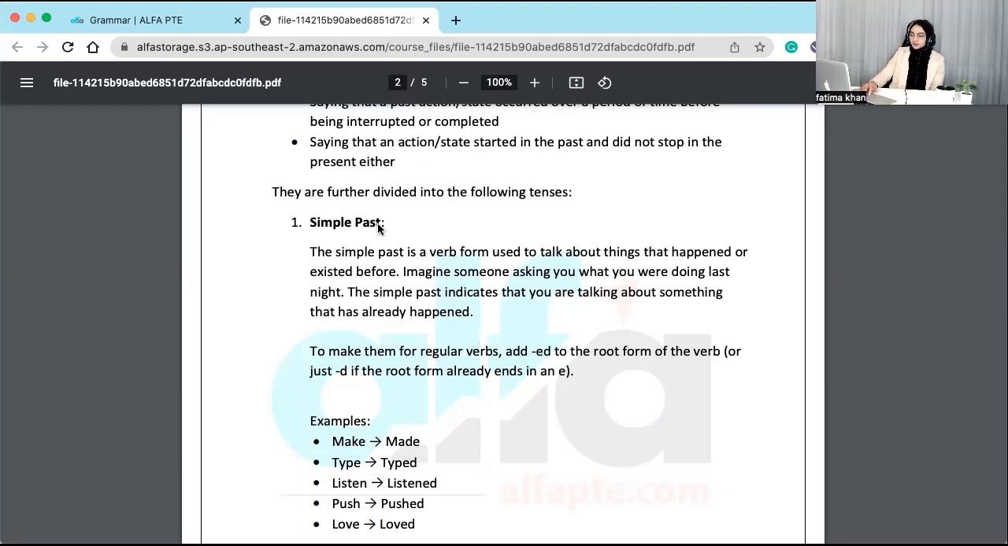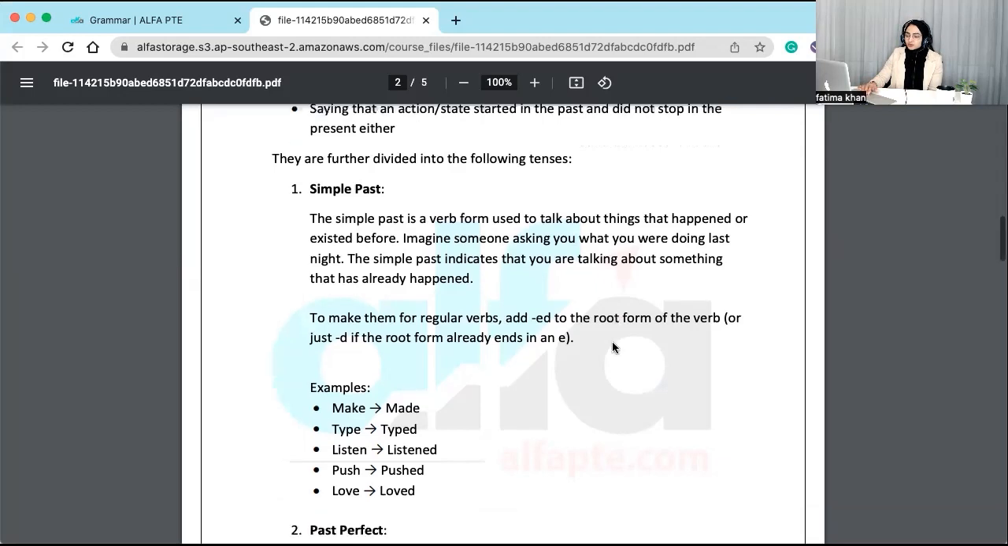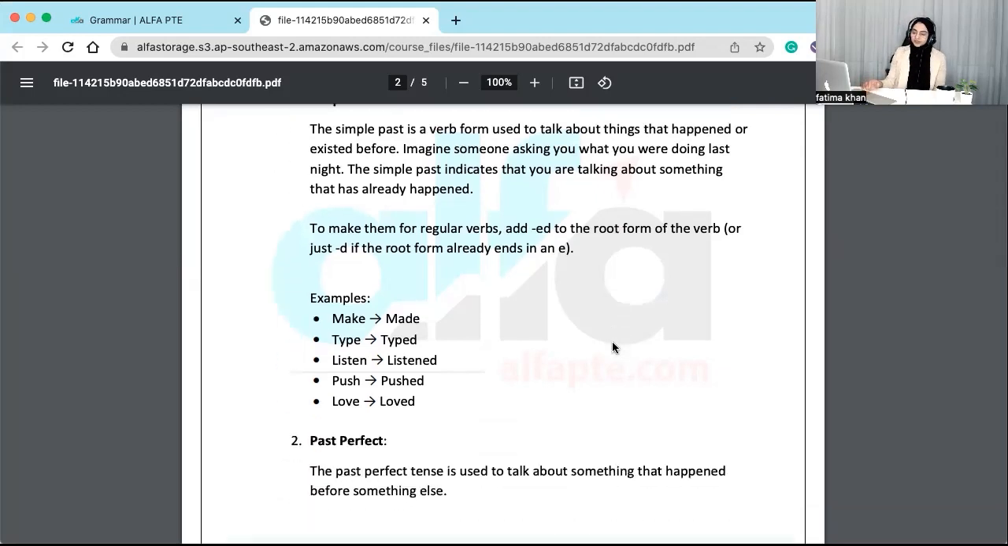Okay, so simple past is a verb form used to talk about things that happened or existed before. Imagine someone asking you what you were doing last night. The simple past indicates that you are talking about something that has already happened. How do you make it simple past? For regular verbs, add ed to the root form of the verb, or just d if it already ends in e. For example, make, made. Type, typed. Listen, listened. Push, pushed. Love, loved. These are simple things, simple past tense. Okay.